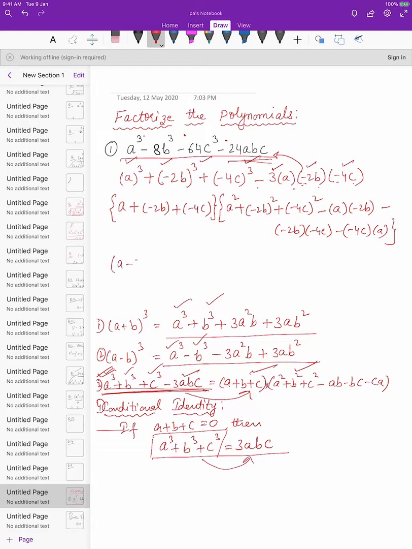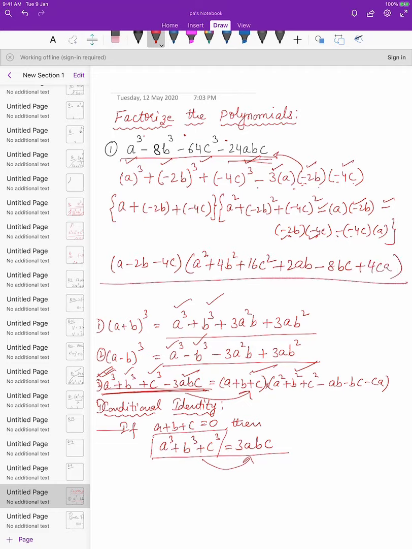So you'll get a minus 2b minus 4c in the first bracket. The second bracket will be a square plus 4b square plus 16c square. I hope you understand, whenever there is a square on the negative sign it becomes positive. Then minus and minus will become plus 2ab. Then minus and minus is plus, and plus and minus is minus, 2 into 4 is 8bc, then again minus and minus plus 4ca. So this is the factorization of the given algebraic expression.